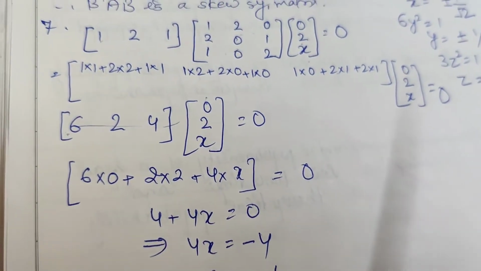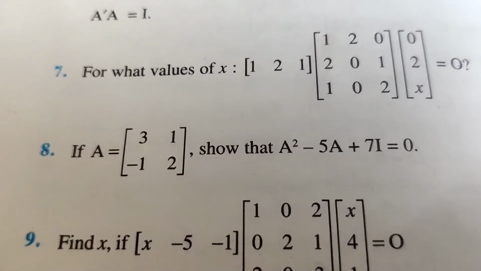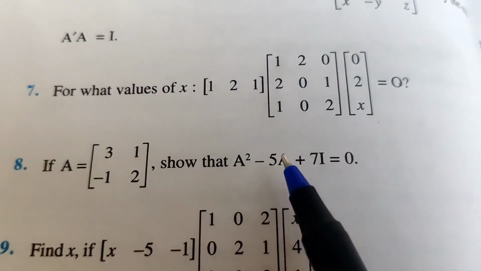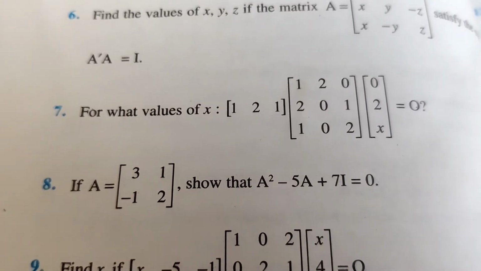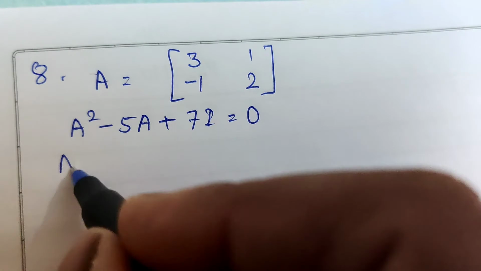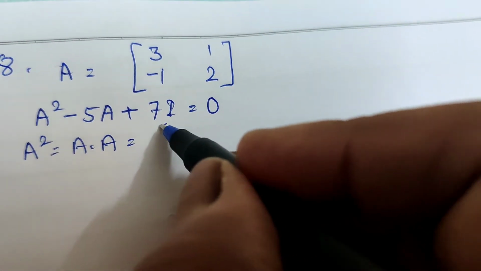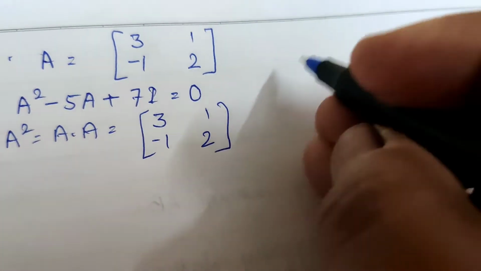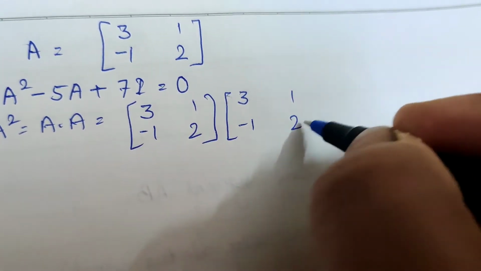ओके. नाउ क्वेश्चन नंबर 8. If A equal to [3 -1; 1 2], then show that A square minus 5A plus 7I equal to 0. A equal to this. First we have to find the A square. It means A into A. This one is [3 -1; 1 2] multiplied to [3 -1; 1 2].